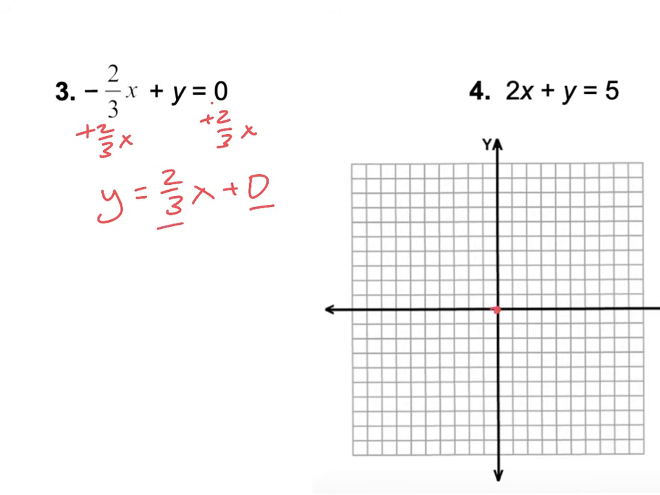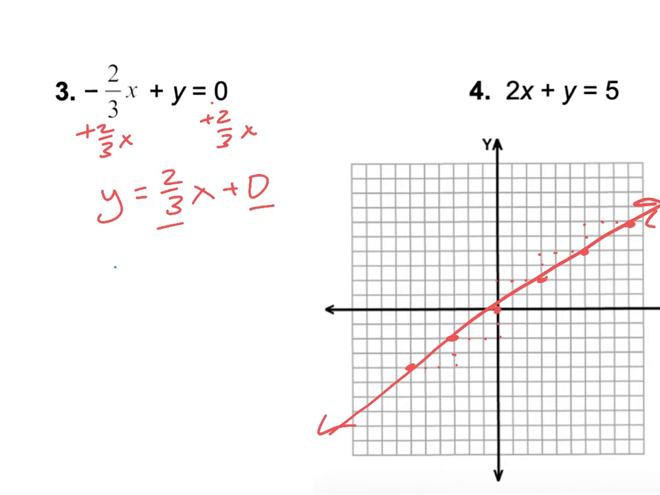My slope would be 2/3, so I'd go up 2 to the right 3, up 2 to the right 3, up 2 to the right 3. Or if I want to go the other way, down 2 to the left 3, down 2 to the left 3. And there I have my graph.